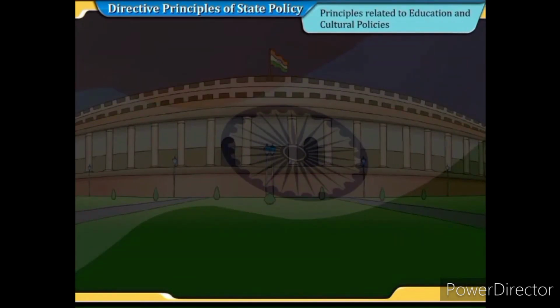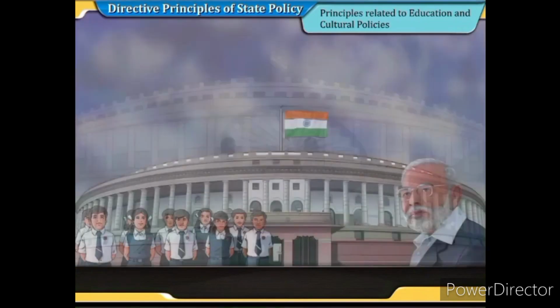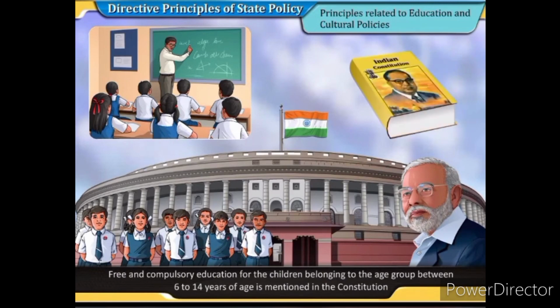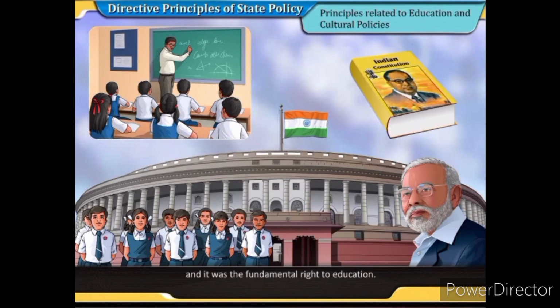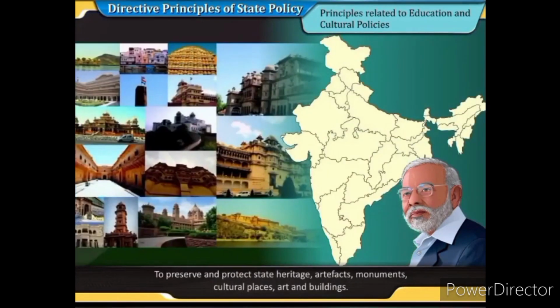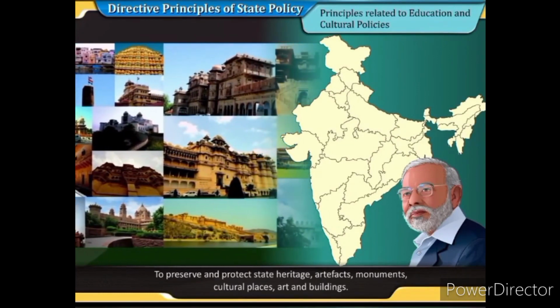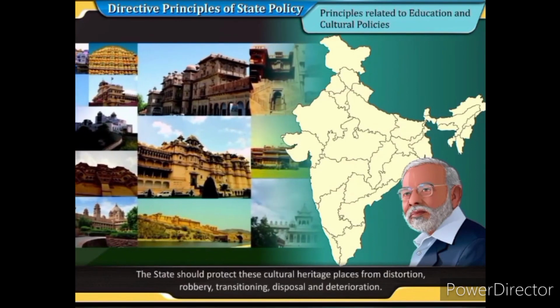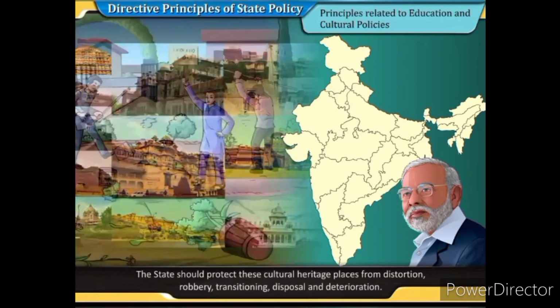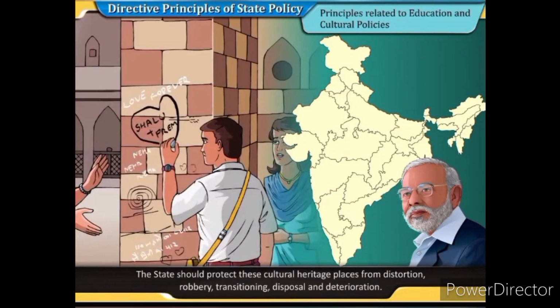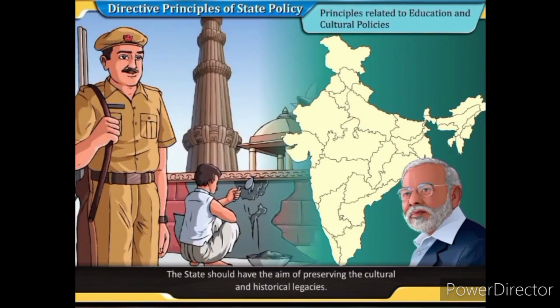Principles related to education and cultural policies. Free and compulsory education for children between 6 and 14 years of age is mentioned in the Constitution, and it was made the fundamental right to education. To preserve and protect state heritage, artifacts, monuments, cultural places, art and buildings. The state should protect these cultural heritage places from distortion, robbery, transition, disposal and deterioration. The state should have the aim of preserving cultural and historical legacies.